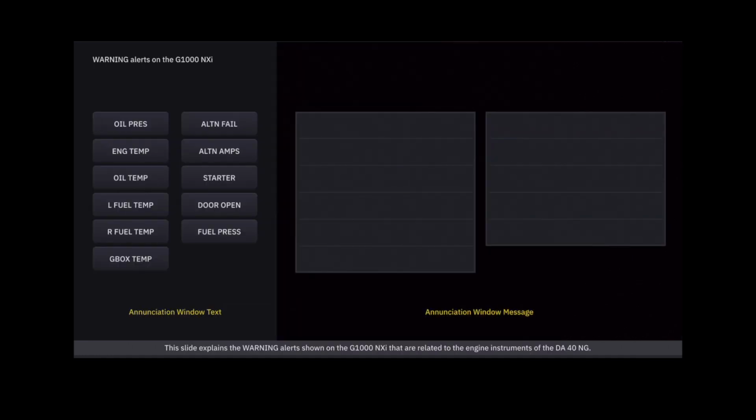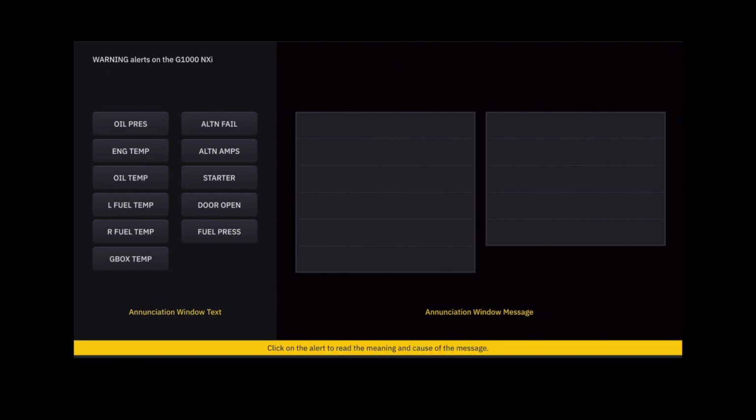This slide explains the warning alerts shown on the G1000 NXI that are related to the engine instruments of the DA40 NG. The warning alerts are displayed on the annunciation window in red and followed by a continuous aural tone. Click on the alert to read the meaning and cause of the message.